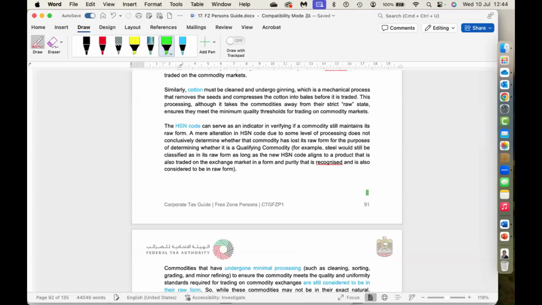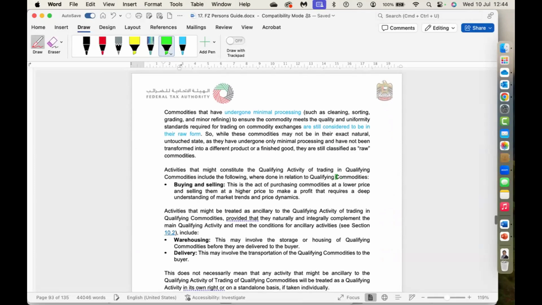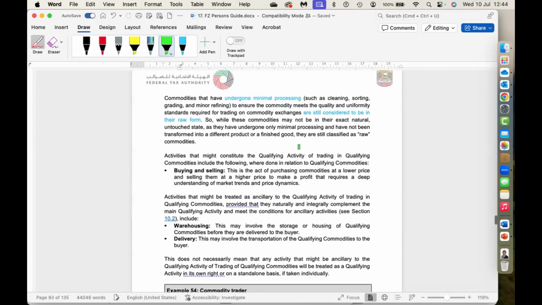HSN code, as we discussed, was developed by the customs authorities, covering more than 5,000 products, globally acceptable, based upon a systematic way of allocating a specific number to each product. You can look into the HS code and assess whether this is in the raw form or not in the raw form. If it has undergone only minimal processing, you can say this is still in the raw form.